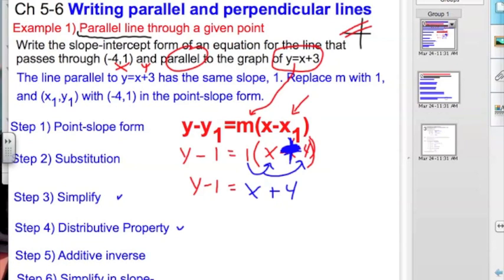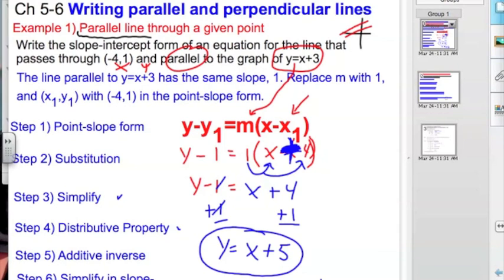Now, I want to end up in y equals mx plus b. Well, I have the y over here. That's good. That's where I want it. But I need to get the 1 to the other side. Additive inverse. So I add 1, I add 1. Cancel it out. I get y equals x plus 5. I'm in the correct order now. So there is your equation for the line that is parallel. It is in the form of y equals x plus 5. All right. Moving on to example 2.